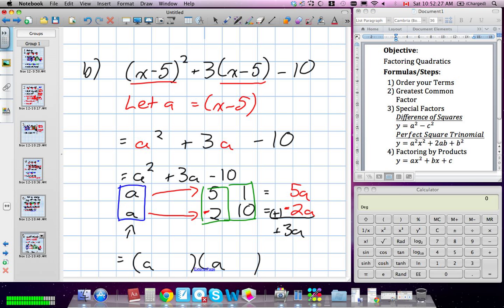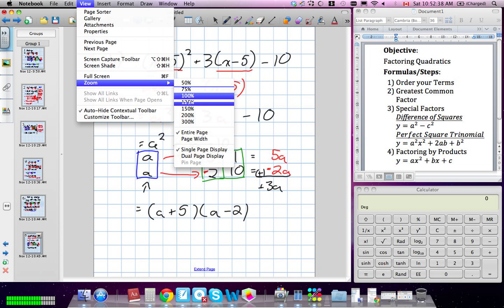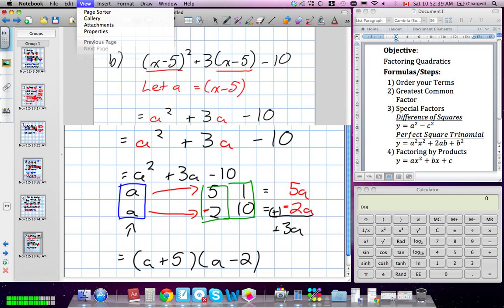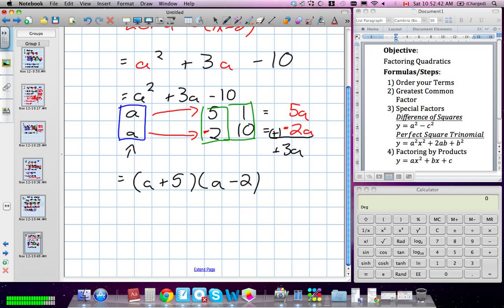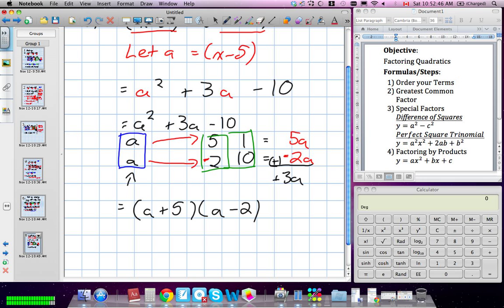No. What do we got to do? You have to substitute x minus 5 now. Yeah, we got to substitute x minus 5 for the a. Yep. That's right. So we got to re-plug in x minus 5. So what do we get? We get x minus 5 plus 5 in one bracket, and x minus 5 minus 2 in the other.